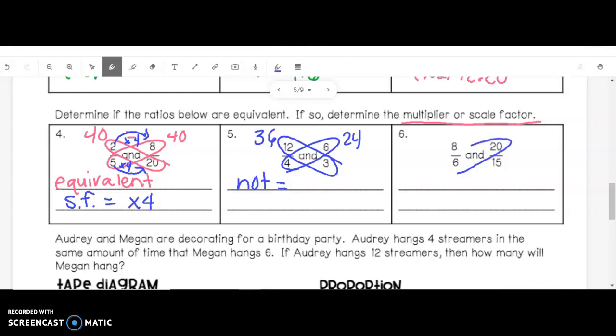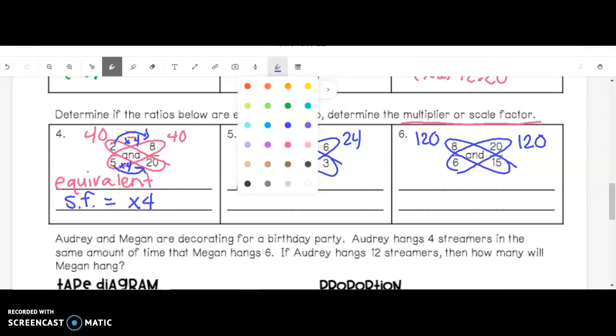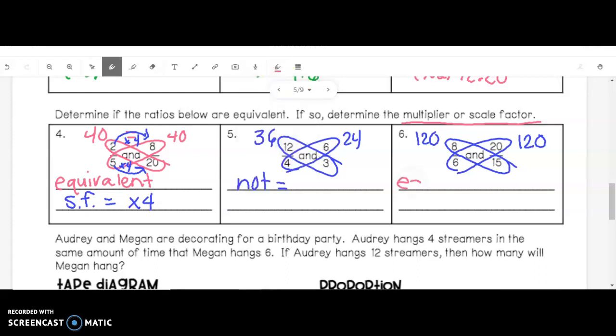And on this one, this one's a little more difficult. 6 times 20, I can think in my head 6 times 2 is 12, and it has an extra 0, so that's going to be 120. And 15 times 8 is also 120. Okay, so they are equivalent. I'm going to write equivalent.